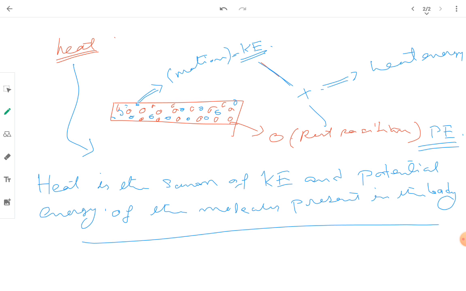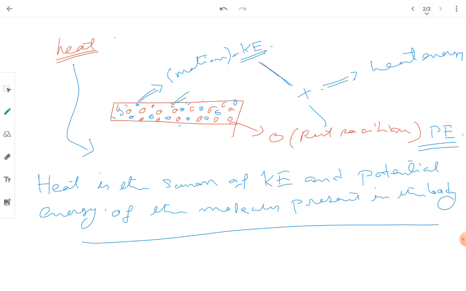So we have understood that it is nothing but a sum of kinetic energy and potential energy of the molecules. We are talking about these dots, they are the molecules, and it is known as the heat energy. So if we do the sum total of kinetic and potential energy, it is known as the heat energy. Hope you have understood.